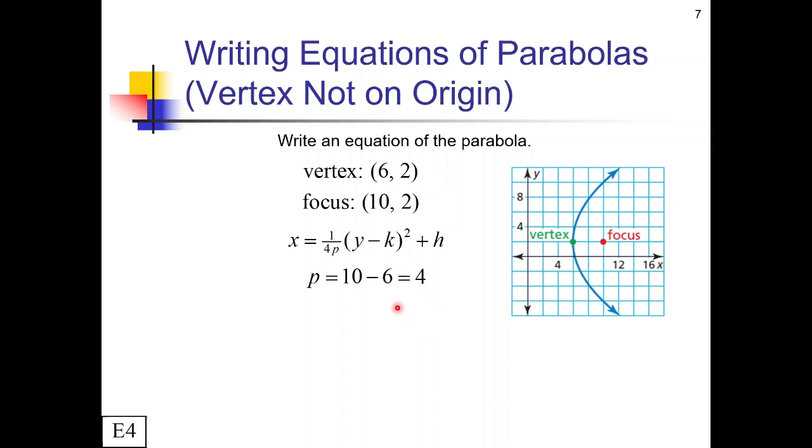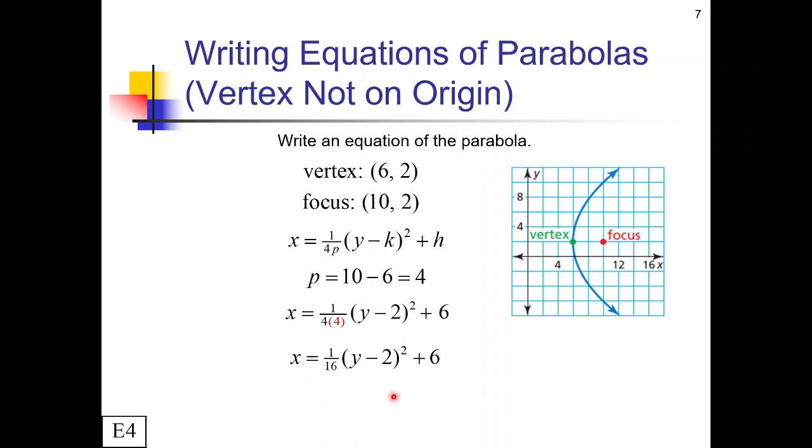So plugging all that back in carefully now, we're going to have x equals 1 over 4 times 4. And y minus k, this is the y value of the vertex, so we're going to be doing y minus 2, so be careful in there. And then out here we're going to be doing plus h, so that's the x value of the vertex, so plus 6. And then just to clean that up a little bit more, we can call this 1 over 16 and all this other stuff staying the same.